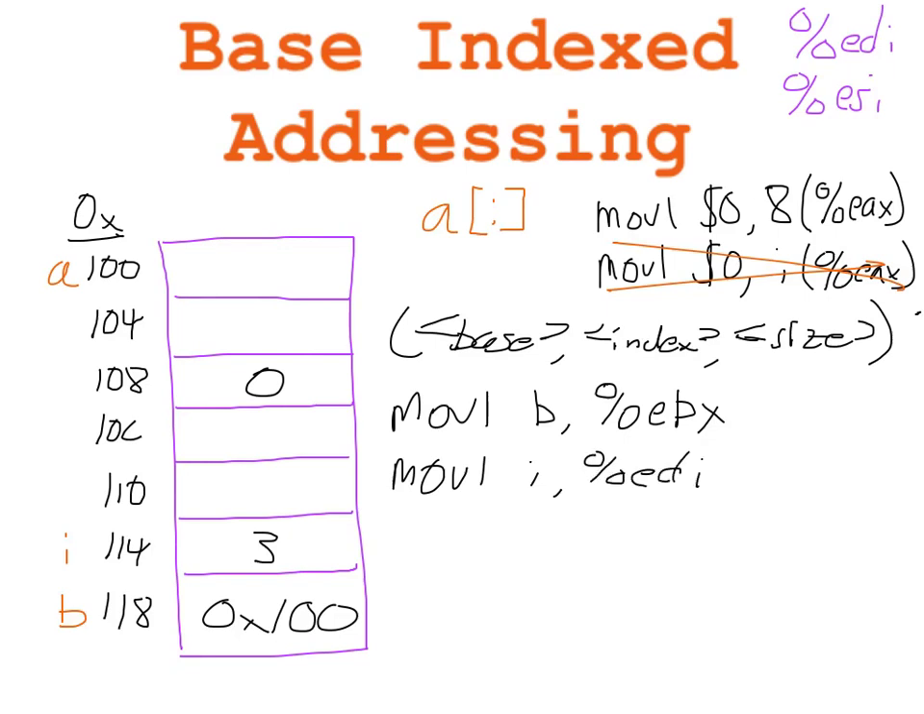So the value in EDI at the conclusion of this instruction is the number 3. This move I to EDI says get the value at the address of I. The address of I is 114, get the value, which is 3, move 3 into the EDI register. So now EBX has 100, EDI has 3. Okay, so we've taken care of our base, and we've taken care of our index.